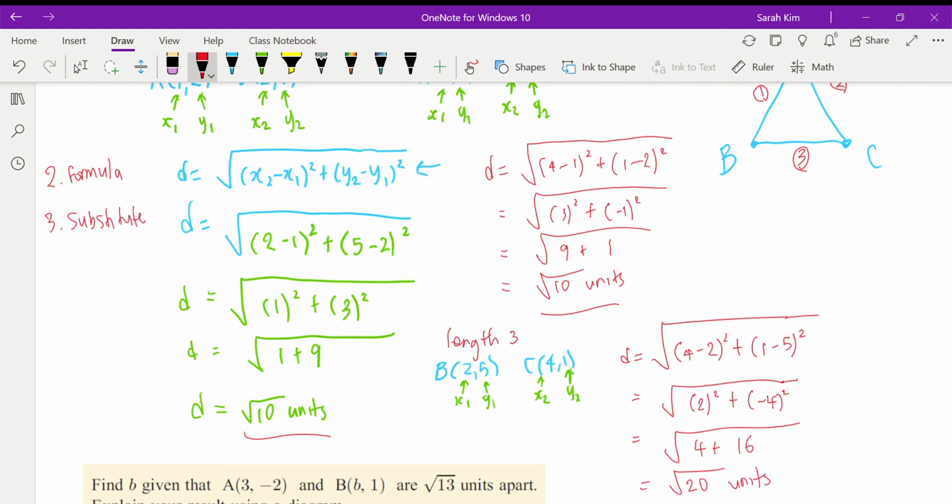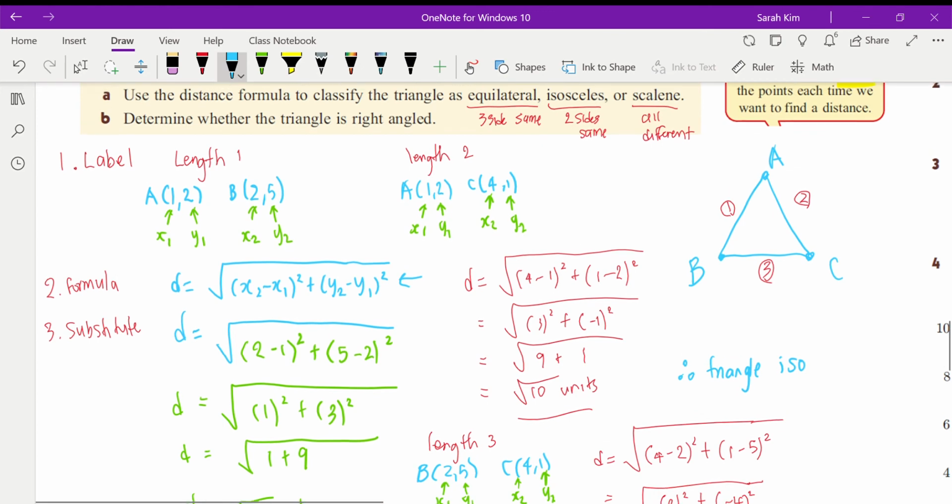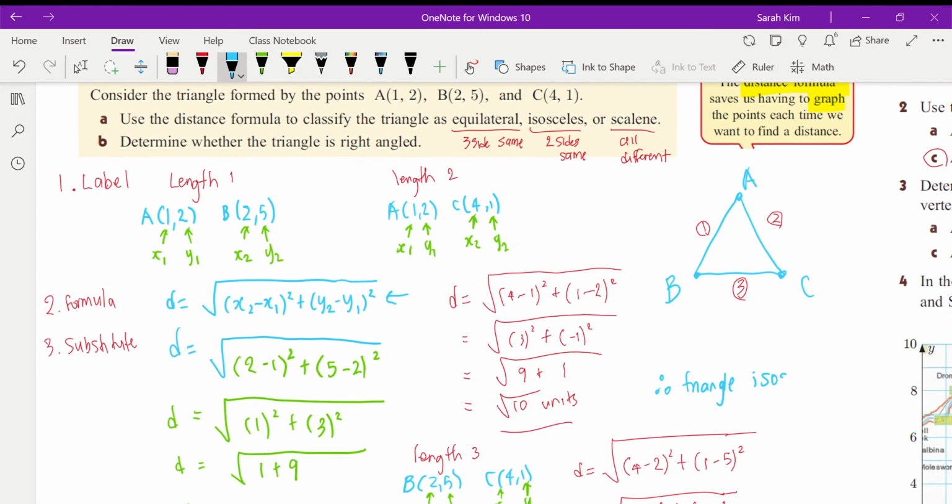So as you can see, the last one doesn't agree. So, therefore, I can actually conclude, if I do a little concluding sentence, therefore, the triangle is going to be an isosceles. How do I spell that? Because only two sides are the same. Isosceles.